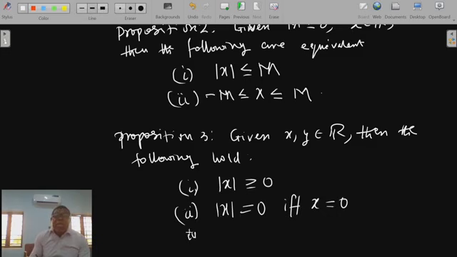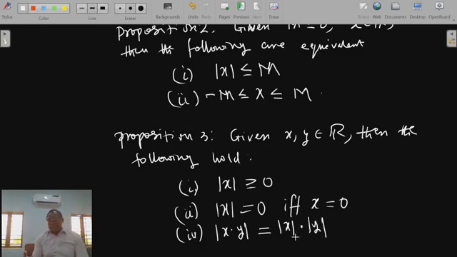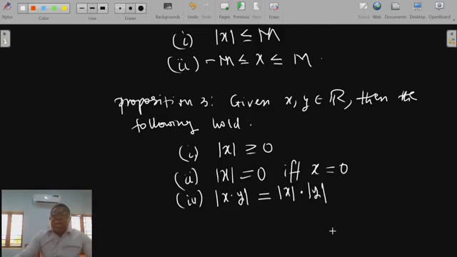Another interesting one is that if I have the product of two numbers x and y, and I take their absolute value, then the absolute value of the product will be the same thing as the product of the absolute values. This also is interesting to look at, and I would like the readers, the followers, or the listeners to look at this and try to justify this, exploring different cases.